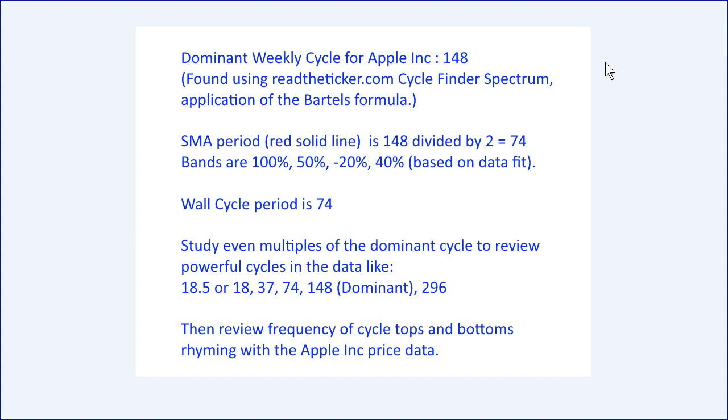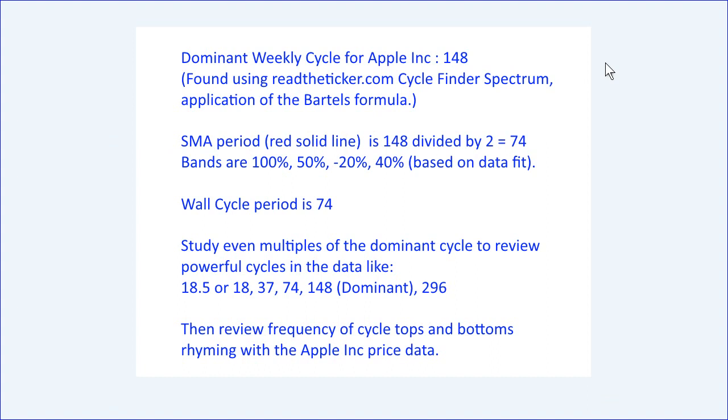of 148 periods. We found this cycle period using our cycle finder spectrum, which applies the Bartel's formula to run through the time series data, that would be Apple price, and to find which cycle periods fit the data best over a data sample. Now we take the dominant cycle, divide it by 2 to find our simple moving average.